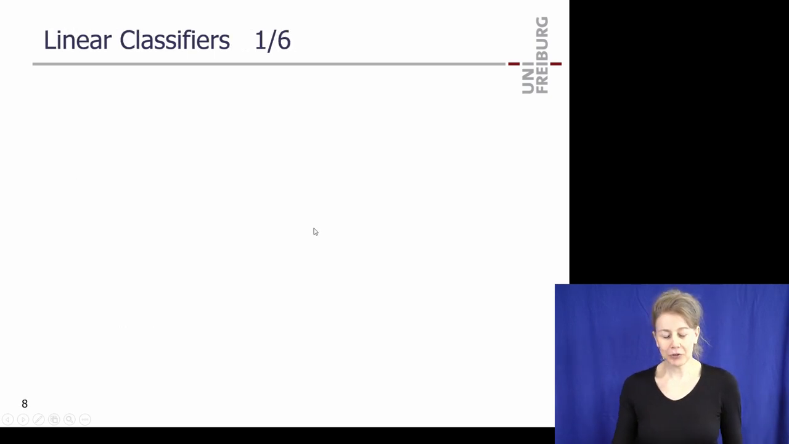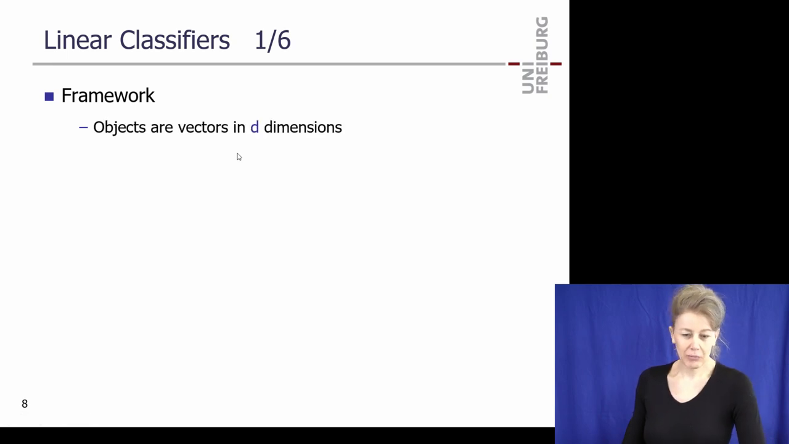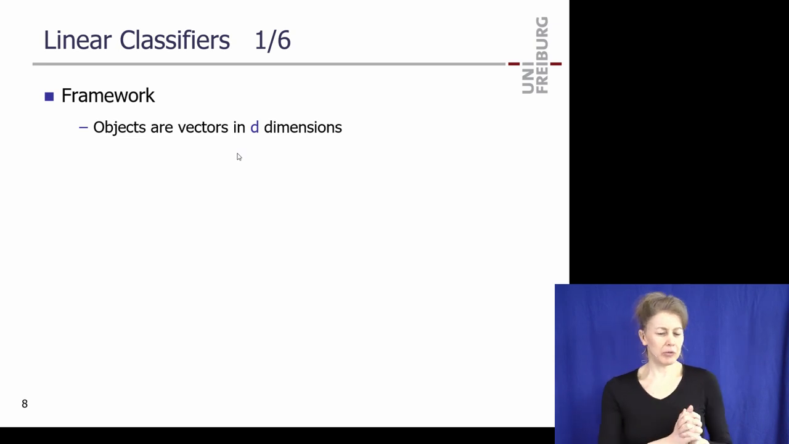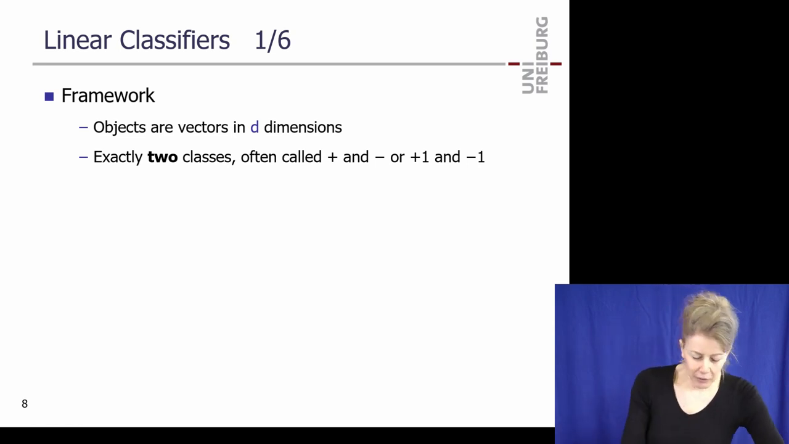Okay, so I move on to the actual content. It starts relatively lightly and will get more mathematical as we go along. So, linear classifiers. Last time we talked about one classifier, naive Bayes. We will now generalize this a little bit. Now we just have objects in D dimensions, and we have two classes. Last time in the example, I called them A and B. This time, you will see later why.